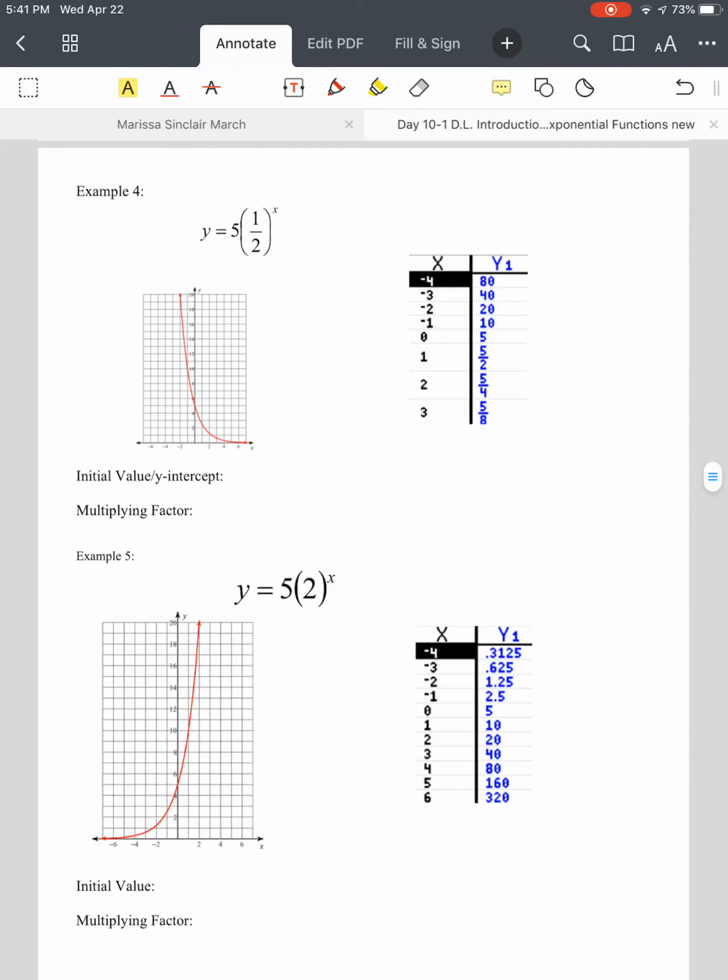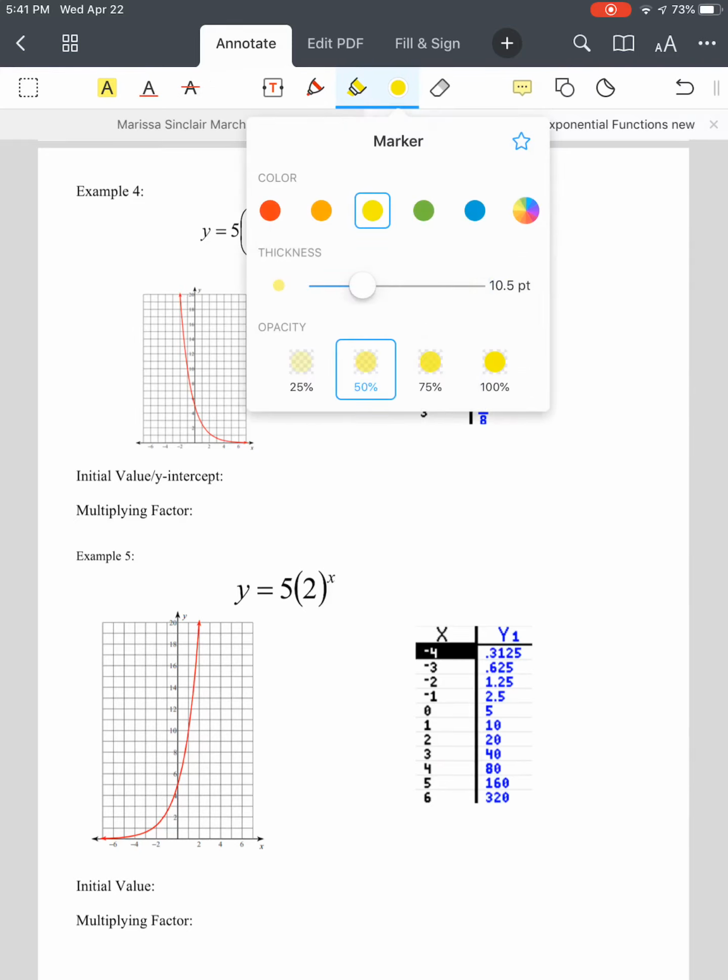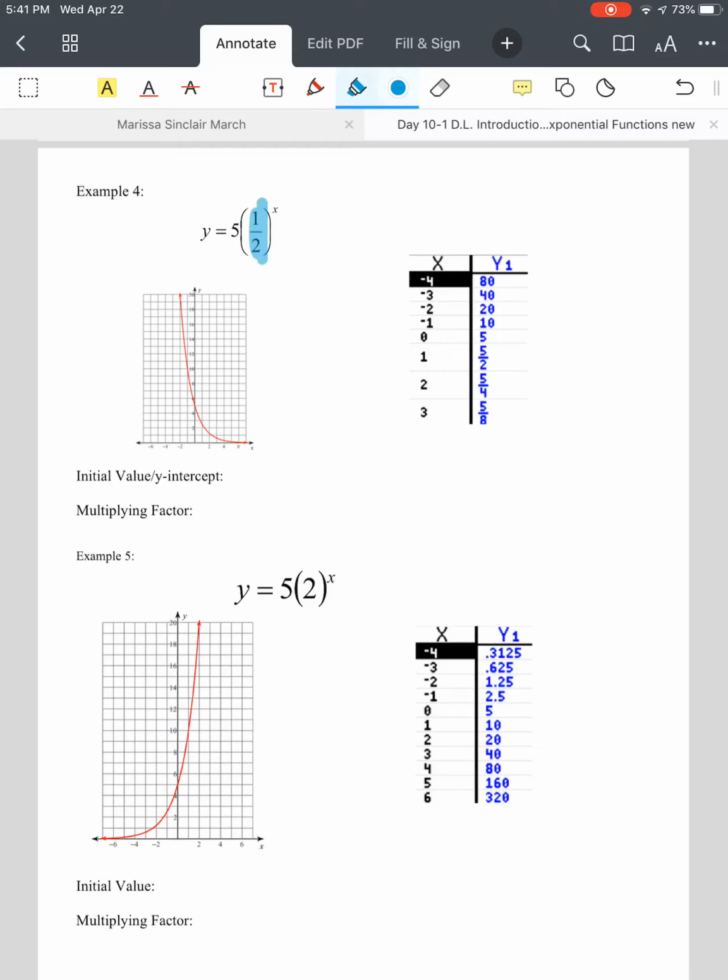All right, let's take a look at number 4. I want to look at the number in the parentheses to decide if it's growth or decay. What do you think? Okay, it is less than 1, so it is decay. 1/2 is less than 1. So I actually know right away that my multiplying factor is 1/2. I just want you to see the 3 different ways that I can see that it's decay.